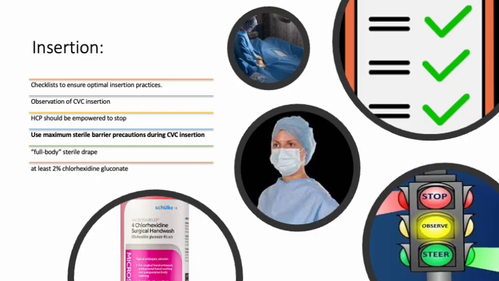During insertion, use aseptic technique with full body draping as shown in this pic and employ 2% chlorhexidine gluconate for skin asepsis. Always use maximum sterile barrier precaution. Besides this, the standardized insertion checklist should be used and observation and feedback by a dedicated person should be performed.